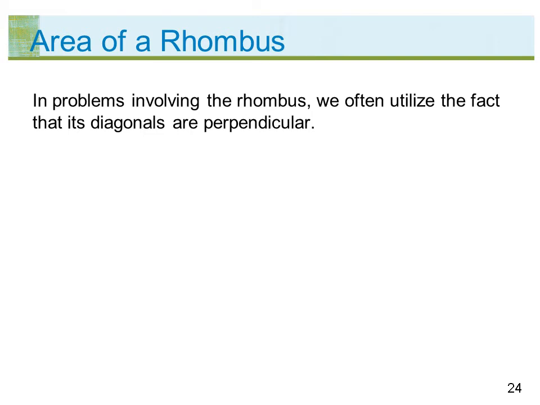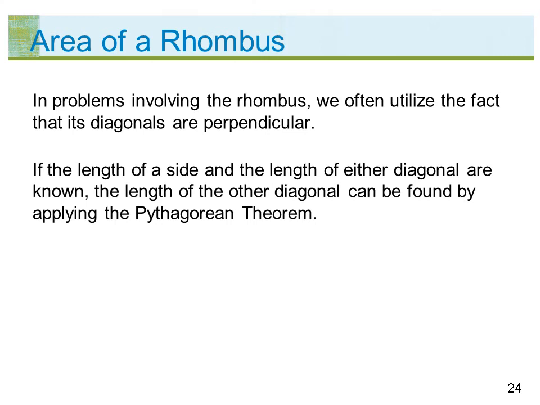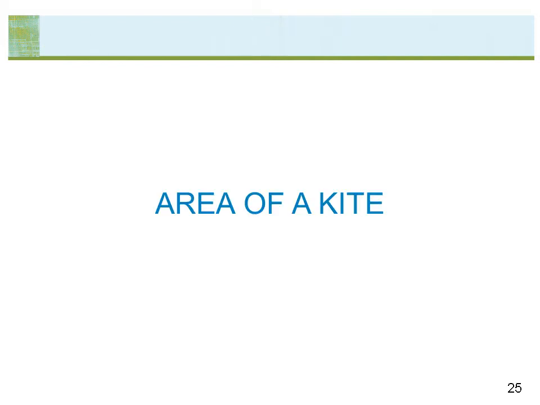In problems involving the rhombus, we often utilize the fact that its diagonals are perpendicular. If the lengths of a side and the length of either diagonal are known, the length of the other diagonal can be found by applying the Pythagorean theorem.